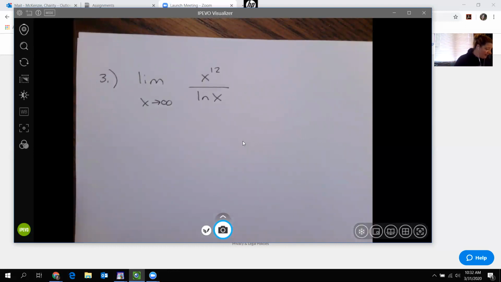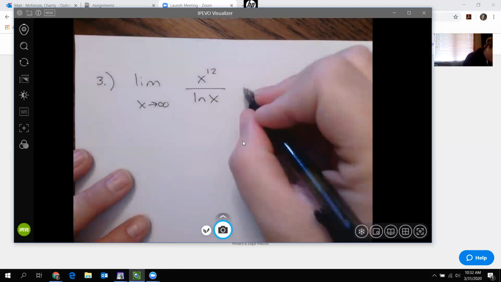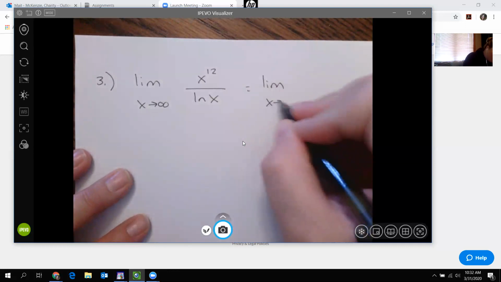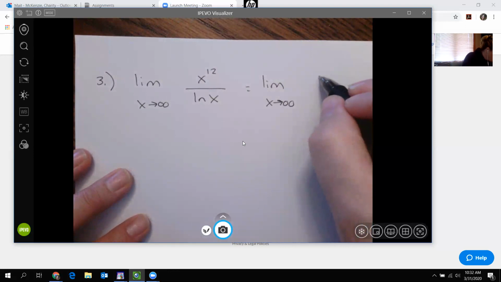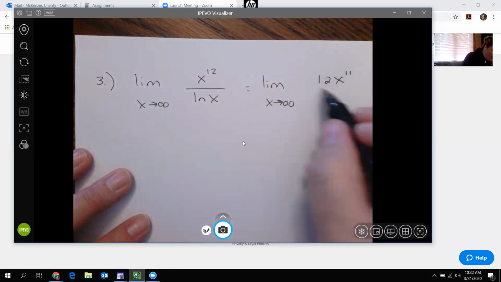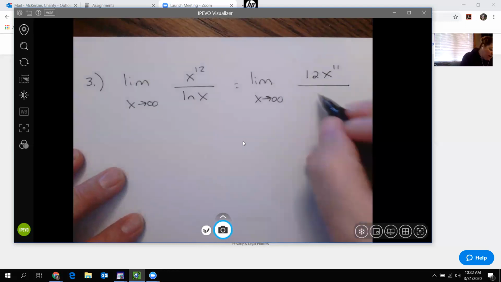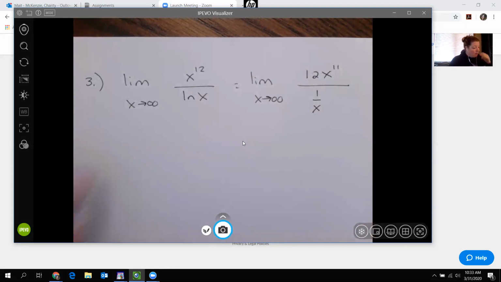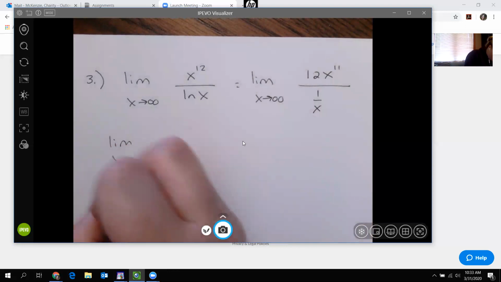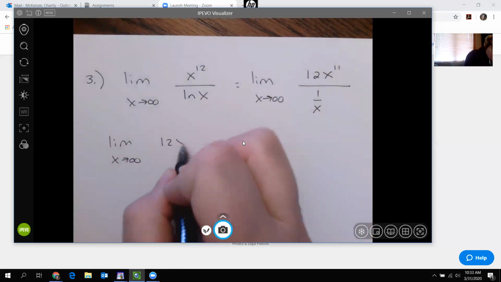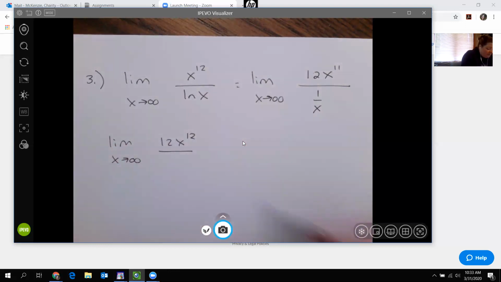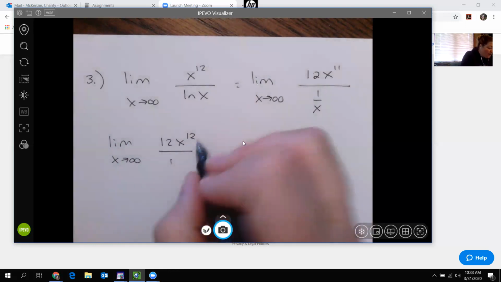So what we can do from here is do the derivative of the top over the derivative of the bottom, but this still is the limit as x approaches infinity. If we did the derivative on the top, you would get 12x to the 11th. The derivative of natural log of x is 1 over x. If we flipped it and multiplied by the top, we would have the limit as x approaches infinity of 12x to the 12th over 1, because 1 over x, you think of it as x over 1 times here. So there we go. And if I put in infinity, I can see this is going to infinity.